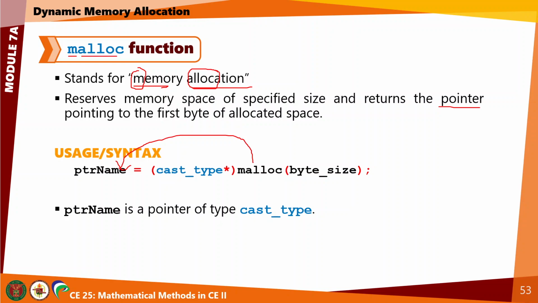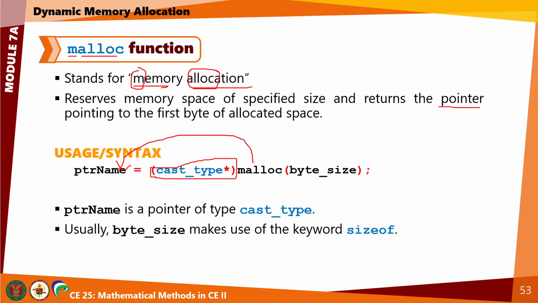Ptr name is the name of our pointer na paglalagyan ng i-return ni malloc. It's actually of type kung anong ilalagay mo rito sa cast type. Pero by default, yung output or i-return ng malloc function natin is void pointer. Nilalagyan lang natin ng cast type if we want to change yung void natin into a certain data type. Okay, so that's our cast type. Next, byte size is the size ng memory na gusto mong i-allocate. Dyan natin ginagamit yung sizeof operator na na-discuss sa previous slides.